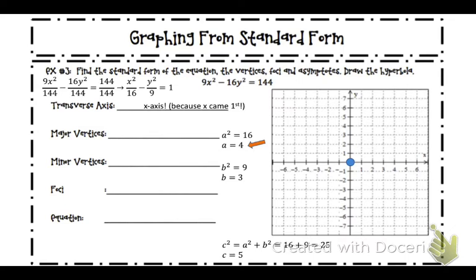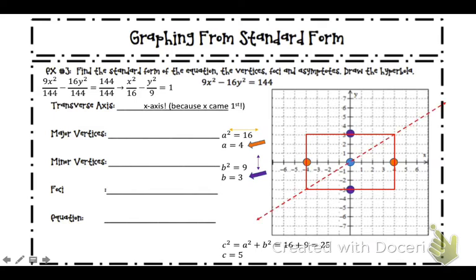My a is 4, and I'm going to go left and right. So I'm going to go left 4 and right 4. My b is 3, and I'm going to go up and down. So I'm going to go down 3 and up 3. Now I have those 4 points, so I'm going to draw the box.